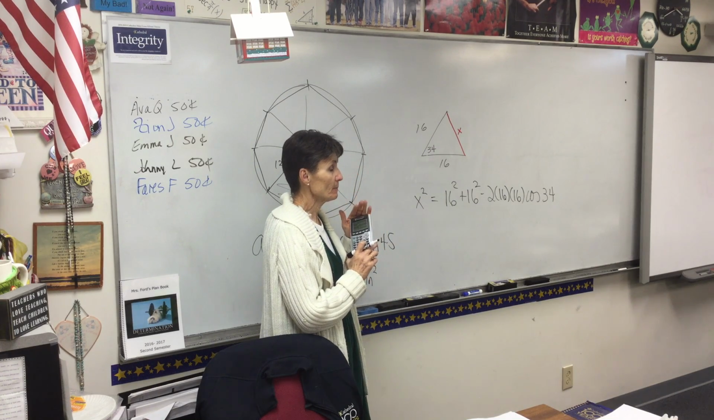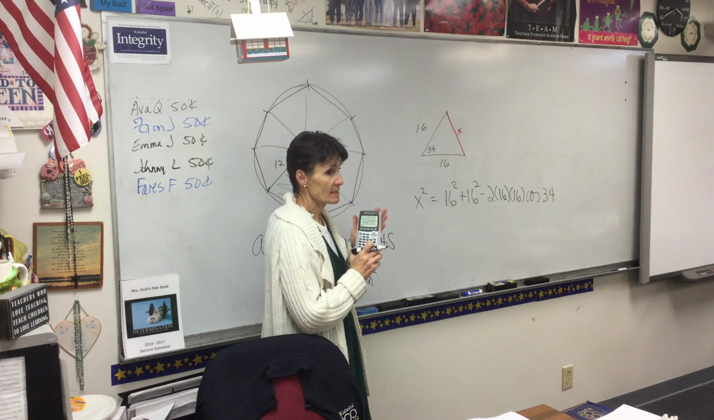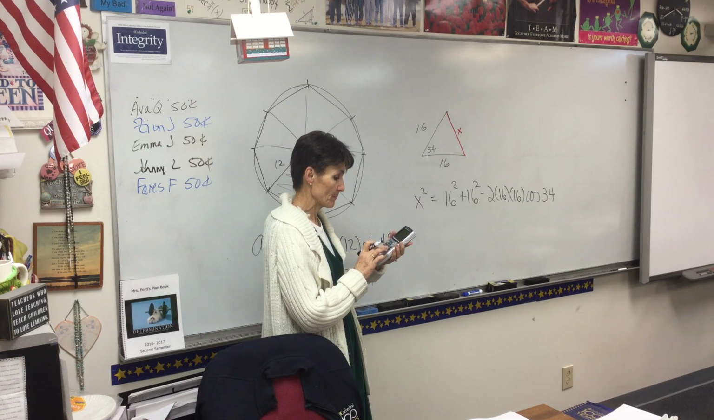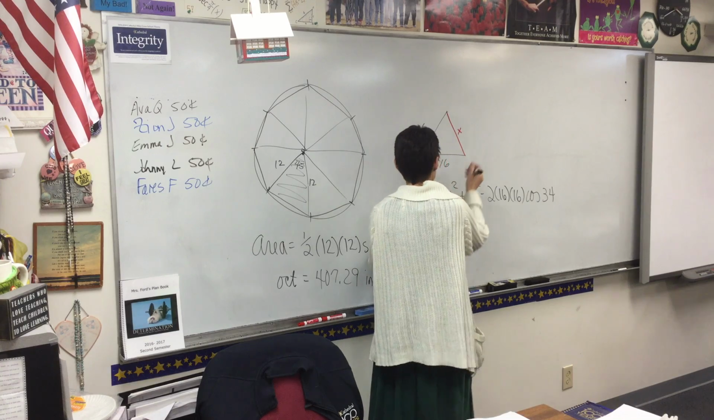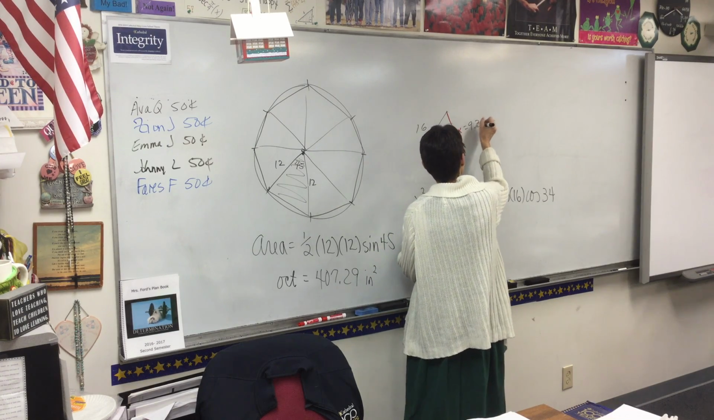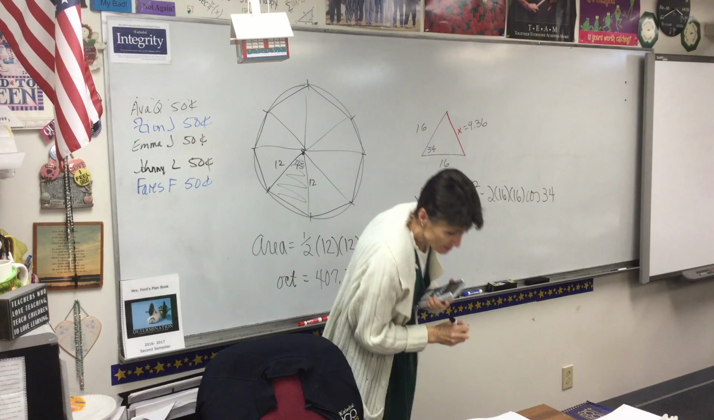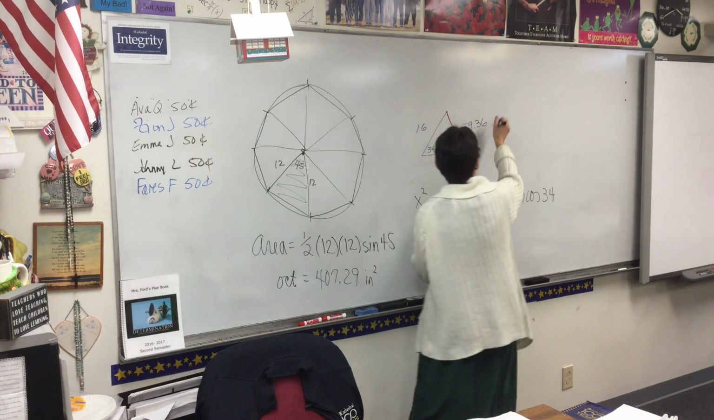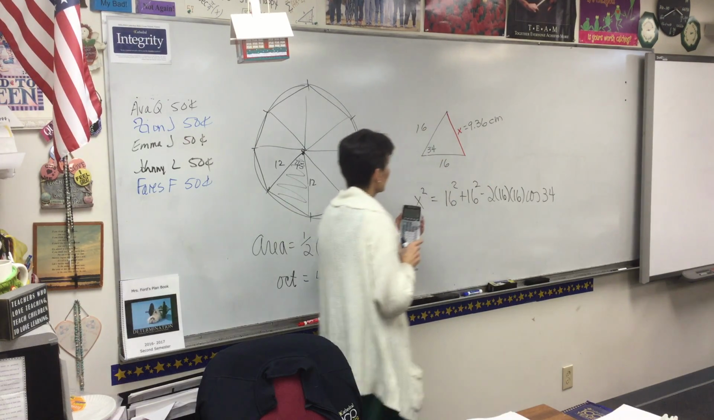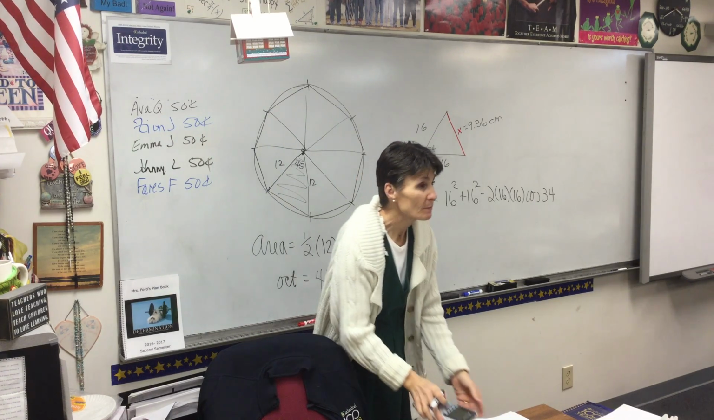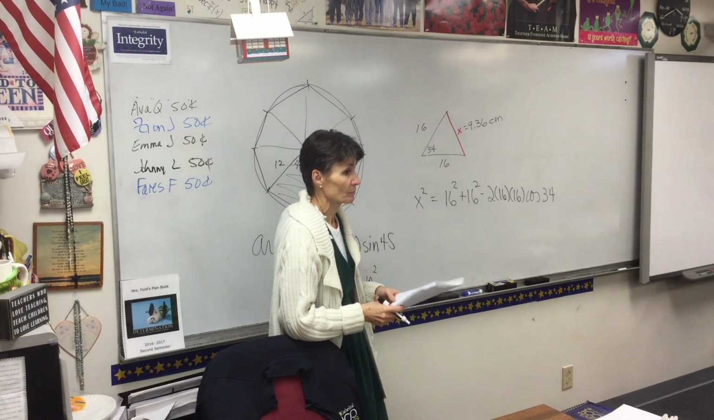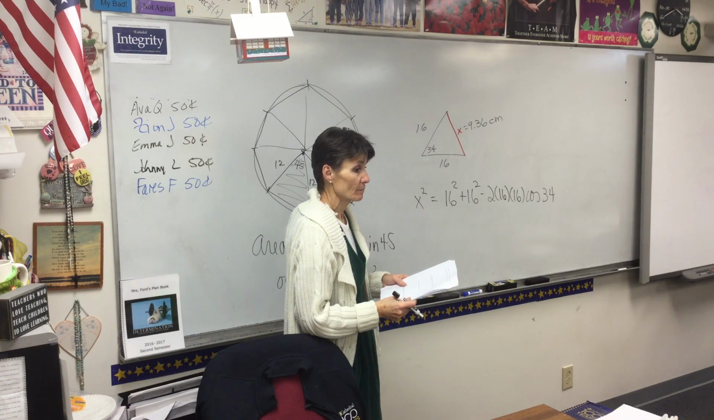Now, did you get 87? Okay, that's not the answer though. Please don't write 87 down. What do you have to do to that? Square root. Square root it. That's x squared. So about 9.36. And units are centimeters. So that diagonal is 9.36 centimeters. Would you agree?